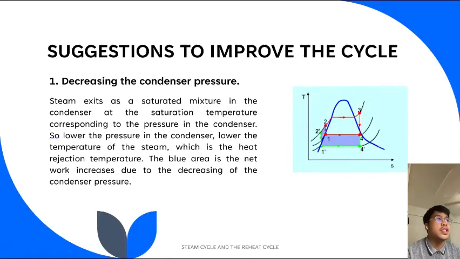The first suggestion is decreasing the condenser pressure. By decreasing the condenser pressure, it will lower the temperature at which heat is rejected. The blue area, as you can see on the graph, is the network increase due to the decreasing of the condenser pressure.